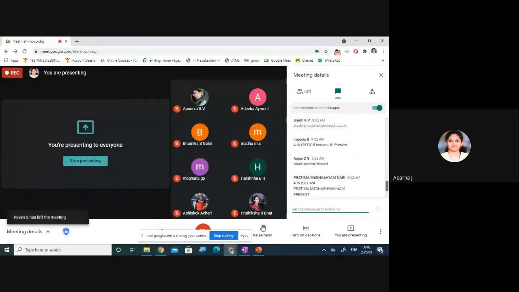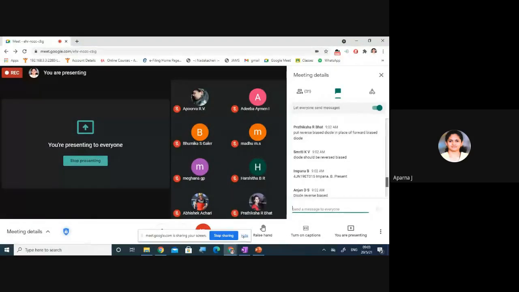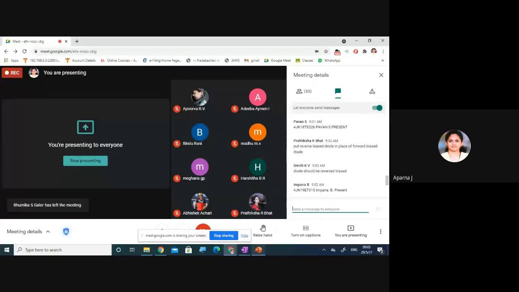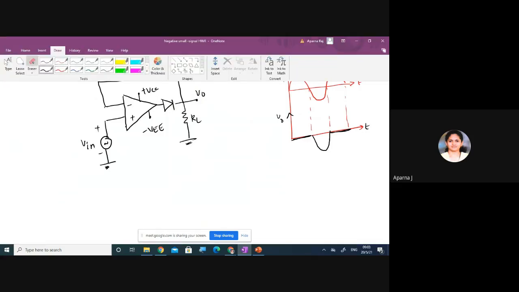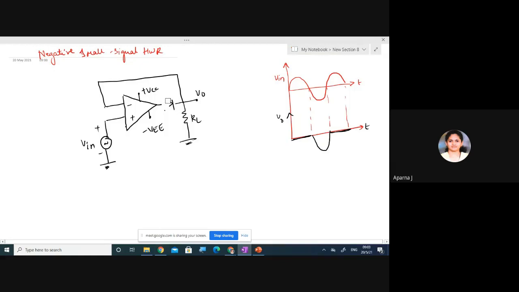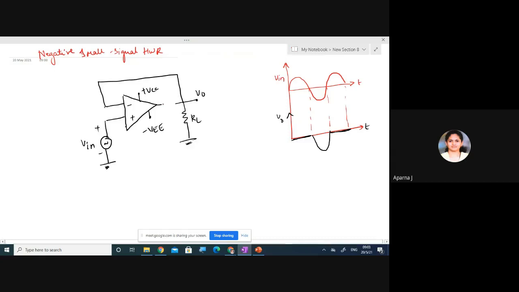Okay. Anjan has answered, that the diode is reverse biased. Very good. The diode should be reverse biased. So we will change the diode connection. Just interchange the diode terminals, so that the cathode will be connected to the output here and the anode will be connected to the load.